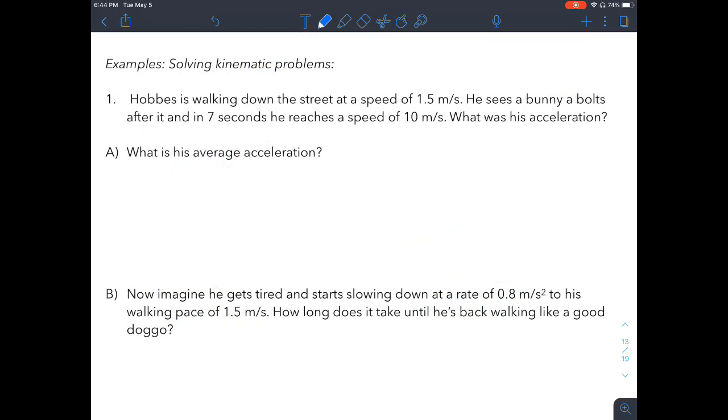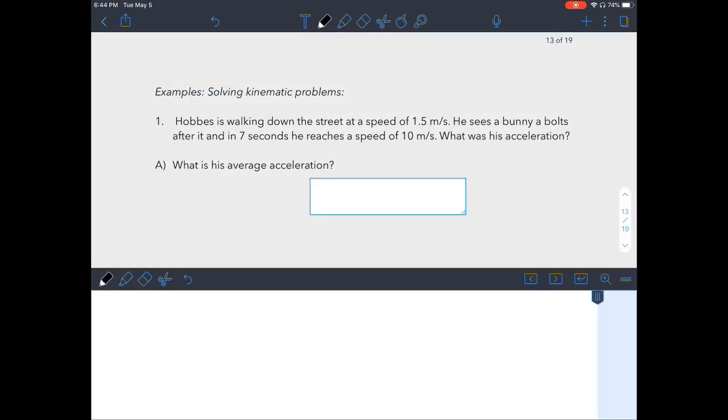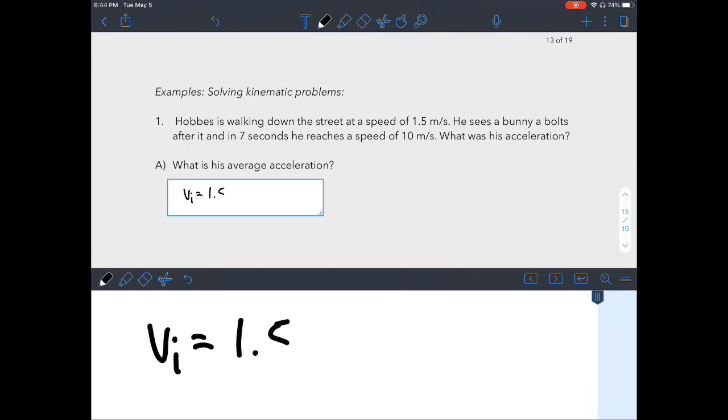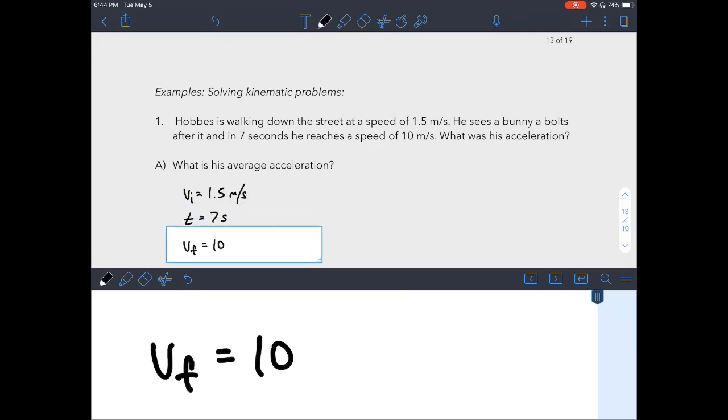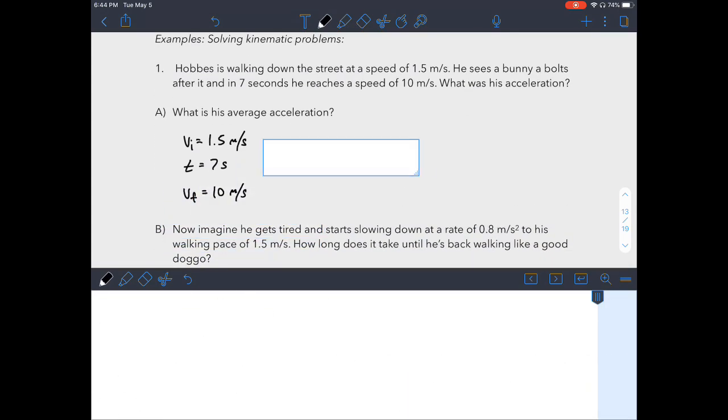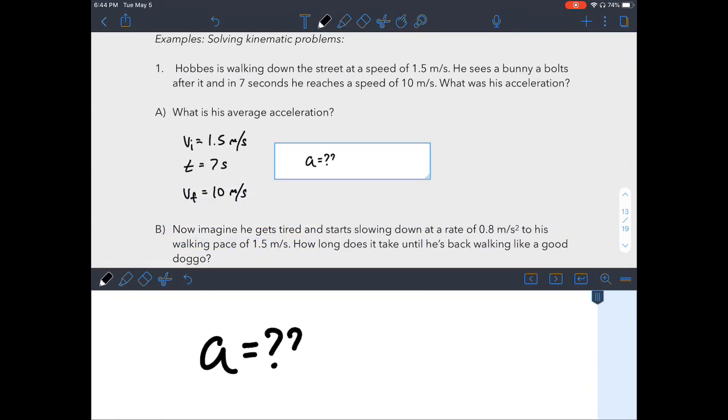Okay, so example number 1, we've got Hobbs walking at a speed of 1.5, sees a bunny, bolts after it for 7 seconds, and then he reaches a speed of 10 meters per second. What is his acceleration? So one strategy I like when you solve these problems, write out everything you have. You've got an initial velocity of 1.5 meters per second. You've got a time of 7 seconds, and you've got a final velocity of 10 meters per second, and we want the acceleration.